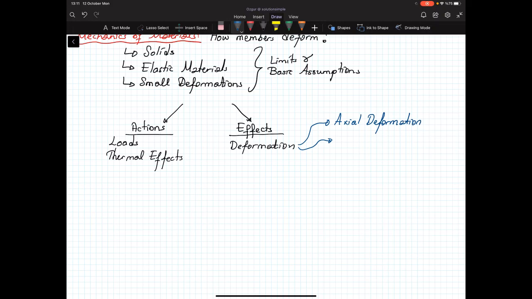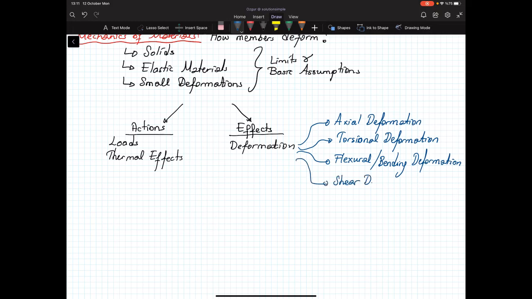The second one, these are all the chapters of the mechanics of material. You first examine the axial deformation, and then you examine the torsional deformation. And then flexural or bending deformation. And finally, we examine the shear deformation.